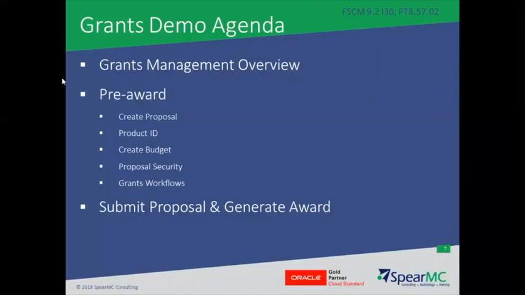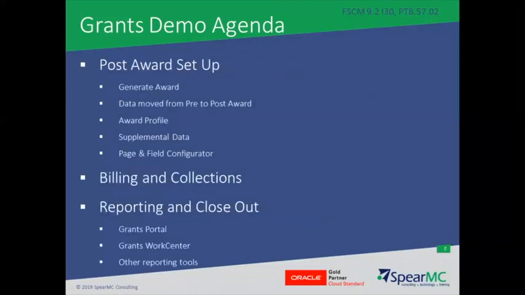So starting with a quick grants management overview, then going into pre-award, creating a proposal, talking about the importance of the product ID, talking a little bit about creating a proposal budget. I'm going to talk briefly about proposal security and grants workflows that are delivered. And then we're going to continue moving in the life cycle over to post-award, so submitting a proposal and generating an award. I want to talk about some of the key setup steps and also talk about all the information that gets moved over to post-award from pre-award.